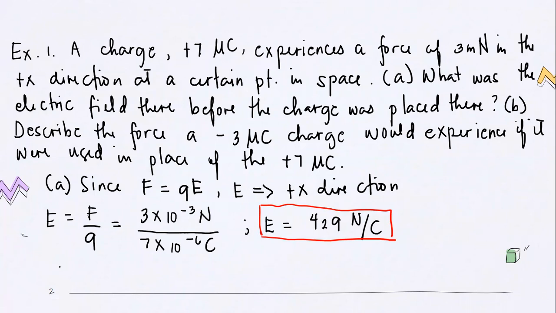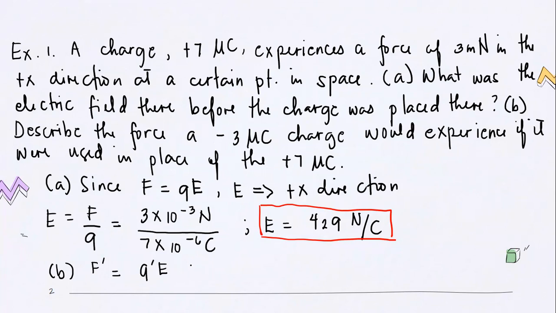Okay, now for letter B, we have F prime is equal to, letter B is describe the force a -3 microcoulomb charge would experience if it were used in place of the positive 7 microcoulomb. Instead of F, we're going to use F prime as the symbol. Then we have Q prime times E. Since Q prime is -3 microcoulomb, F prime is along the negative x direction. Again, since the charge is -3 microcoulomb, therefore F prime is along the negative x direction.